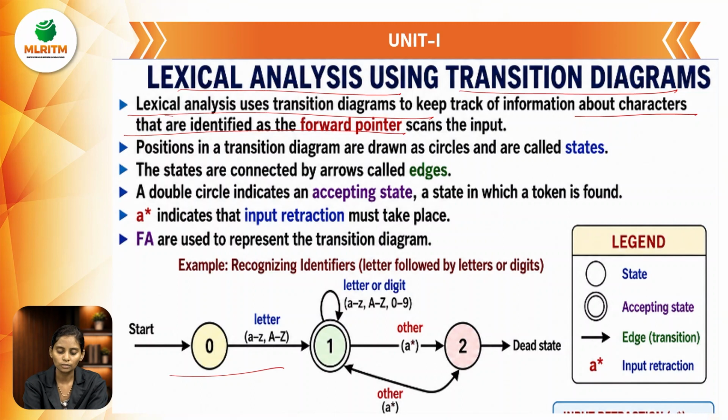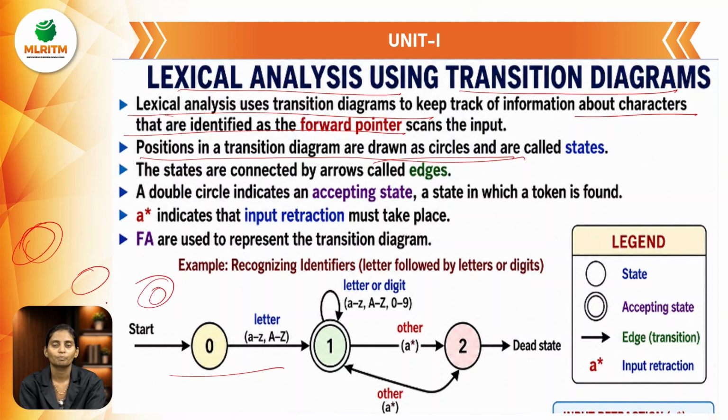Okay, so the positions in the transition diagram are drawn as circles. When the instruction is initializing, from the starting stage till the end stage of that instruction, they are represented by the transition diagram. So those are represented as circles. The initial state is represented as a single circle, and the final state is represented as a double circle. So here you can tell that this is the initial state and this is the final state.